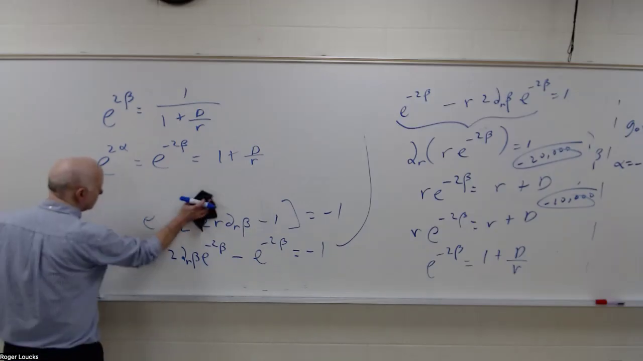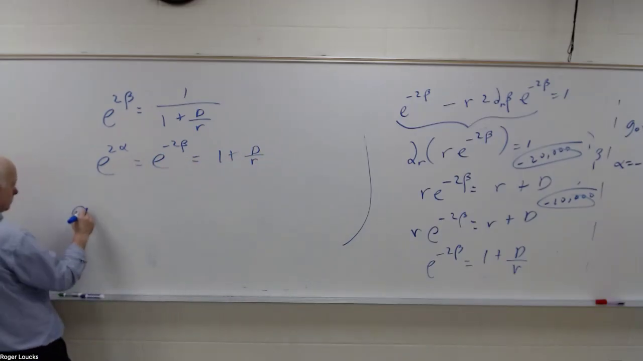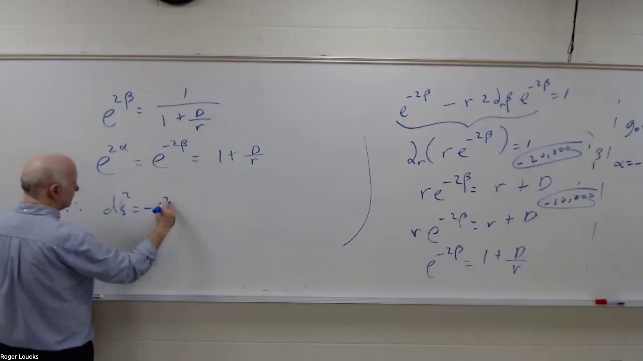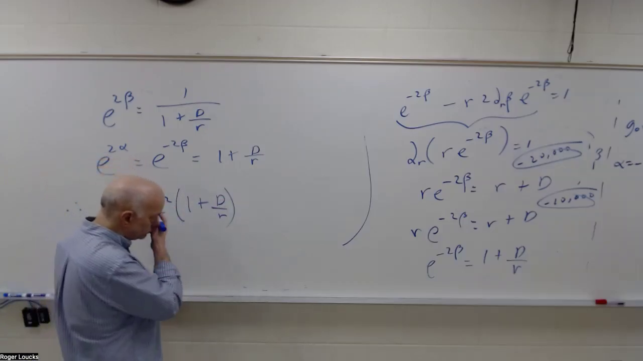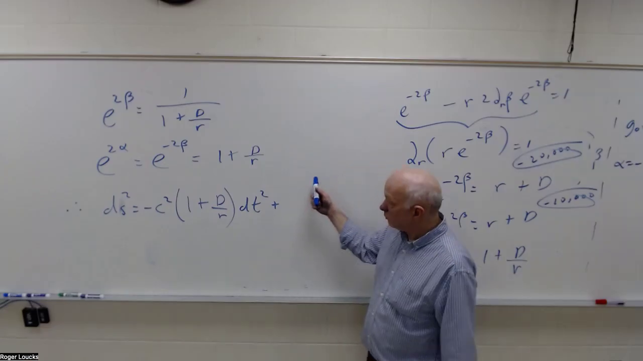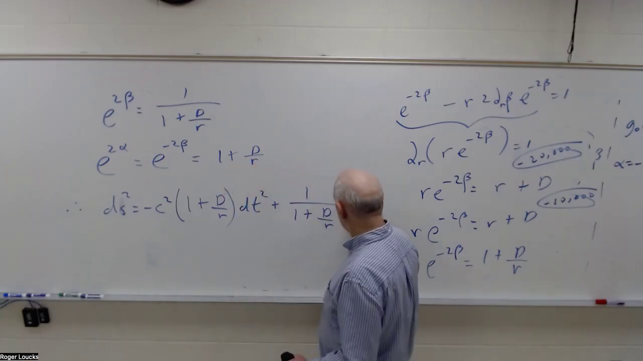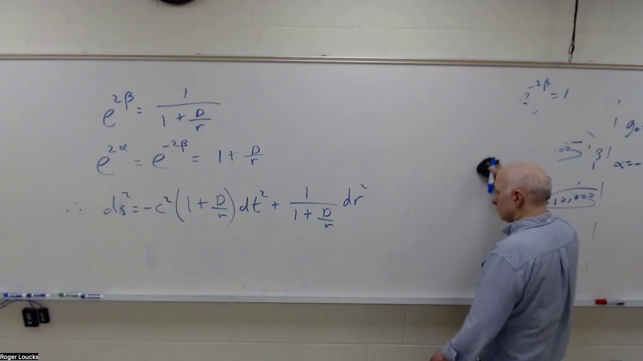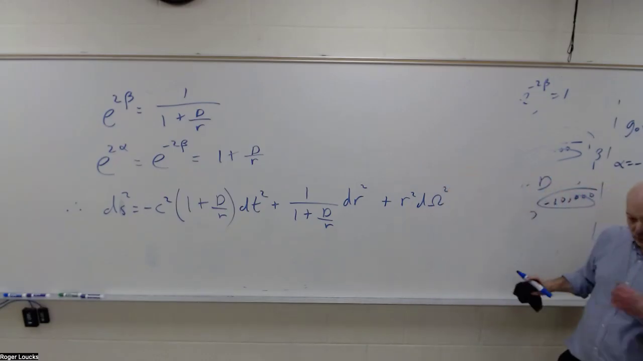Okay. So what does that give me? Well, if we go back to my expression here, therefore, we can say ds squared is minus c squared, we have the e to the 2 alpha, but e to the 2 alpha now is this guy here, dt squared, plus now we have the e to the 2 beta, and e to the 2 beta is my friend over here, plus r squared. That makes sense.